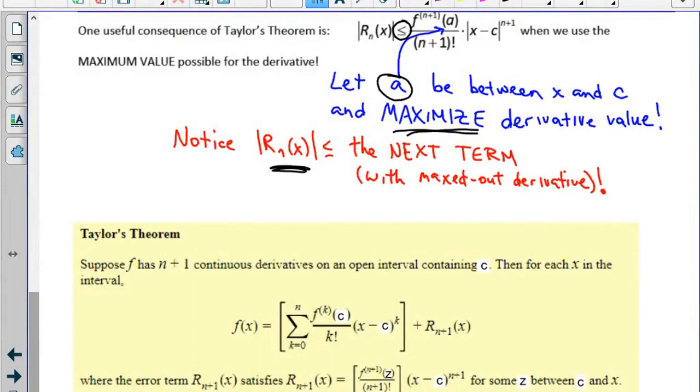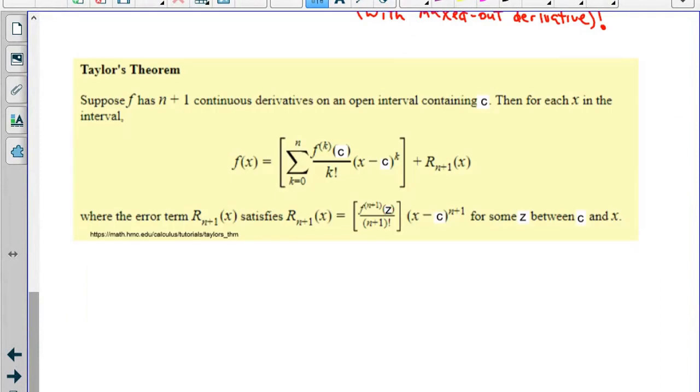So here it is written a little cleaner. I stole it from a website. I gave credit to the website that I stole it from, and then I replaced all the letters that the website had with the letters that we had. But this is a nice clean way of writing it with summation notation and everything else.